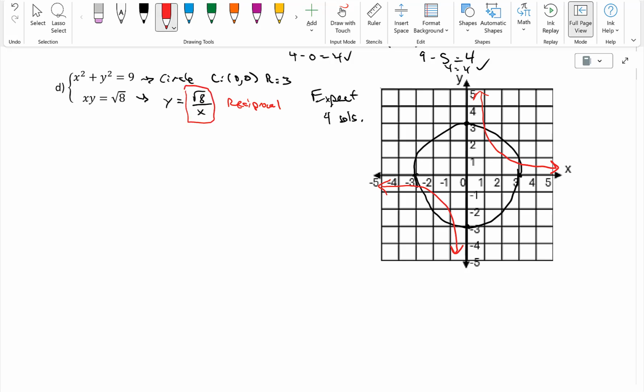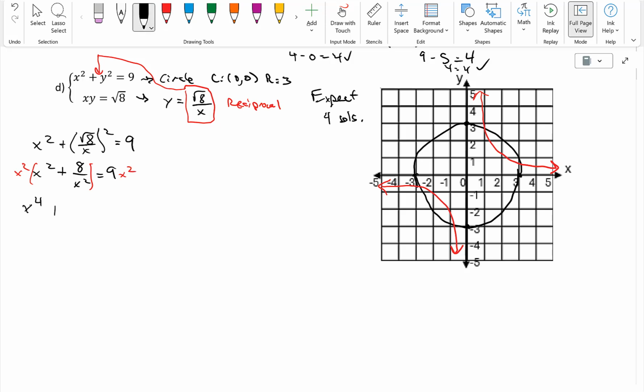So I'm going to take this and substitute into my circle formula, or the equation there. And so we'll have x squared plus the square root of 8 over x, quantity squared, equals 9. And now we've got an equation with just x that we can solve. So we end up with x squared plus 8 over x squared equals 9. If I multiply both sides by x squared to clear out that denominator, I end up with x to the 4th plus 8 equals 9x squared.